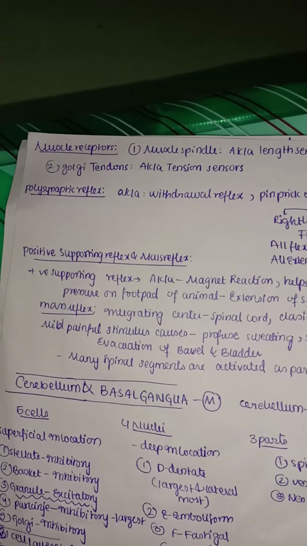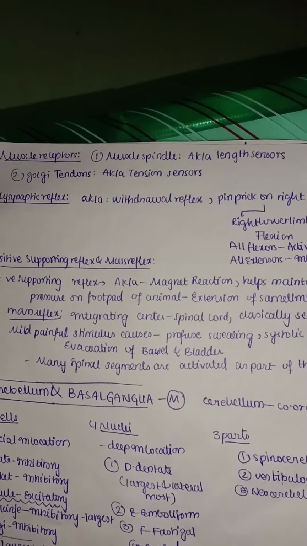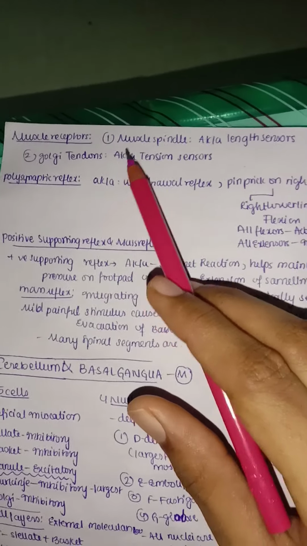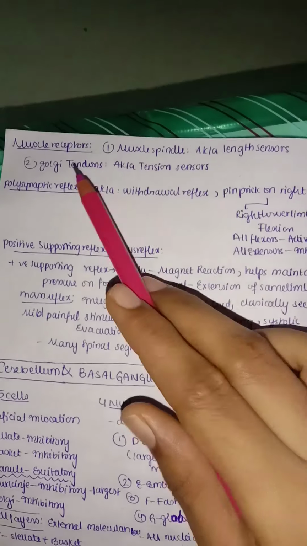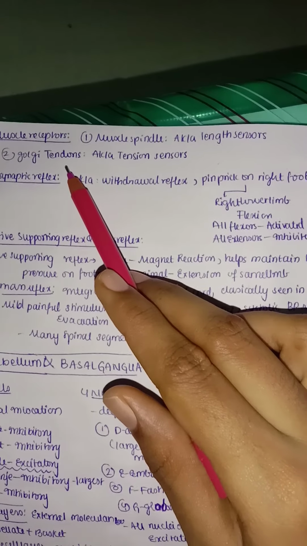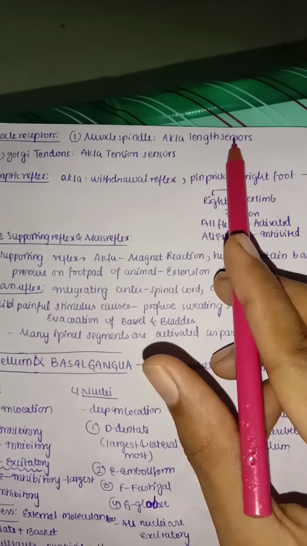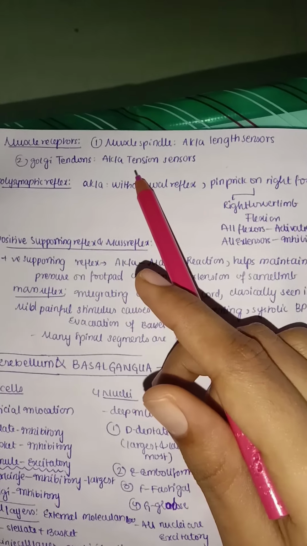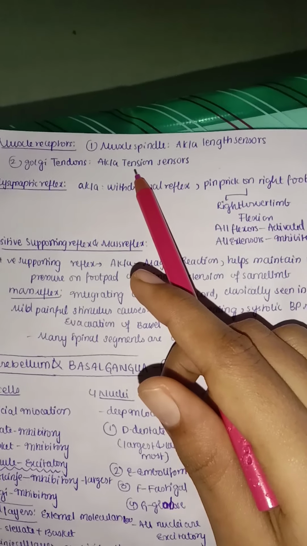So now we are at muscle receptors. Muscle receptors mainly include the muscle spindle and also the Golgi tendon organs. Of course, the muscle spindle is for contraction of the muscle, and the Golgi tendon organ is for inhibition of contraction. So this is also called a length sensor. These are also called tension sensors, of course, because when there is a contraction, the length increases, and whenever there is higher overstretch, of course, tension in the muscle will increase.